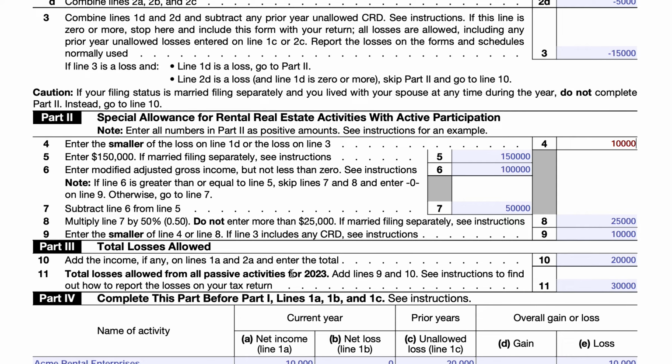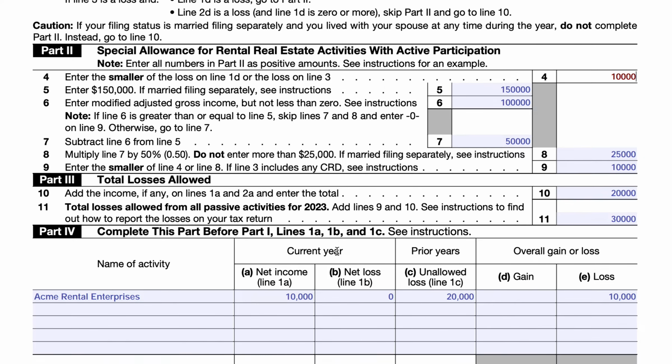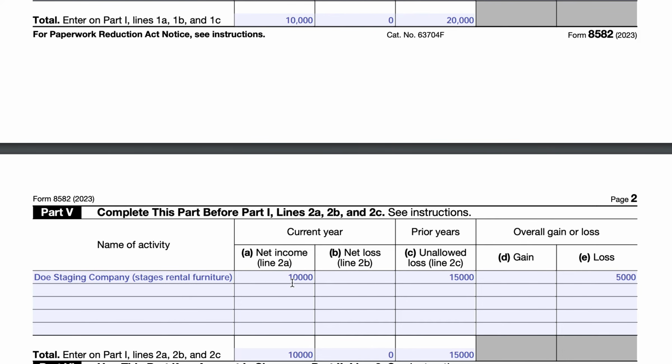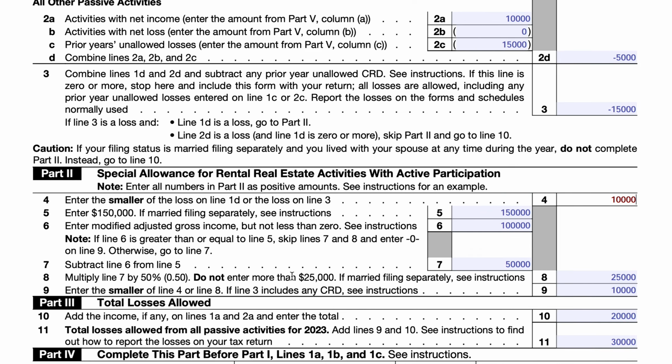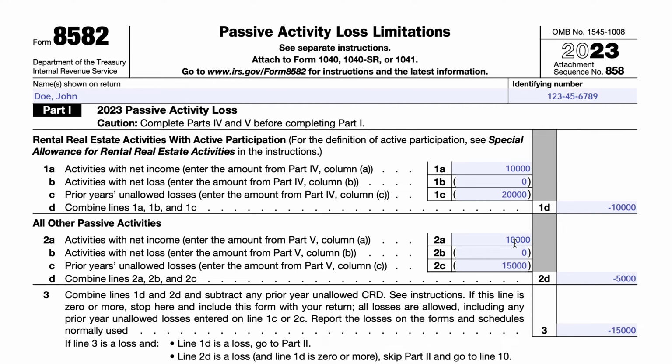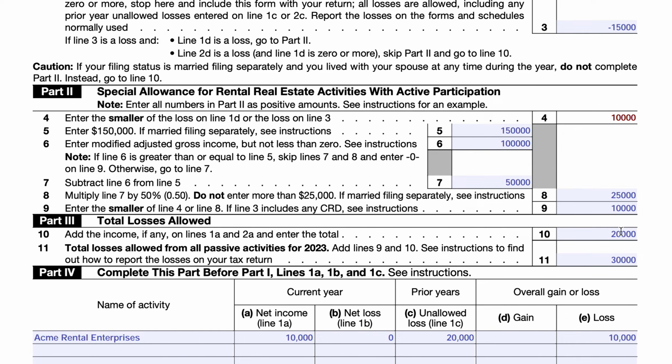And then now we're going to add the income amounts from lines 1A, which is $10,000, and line 2A up here. So they're the same figures because we did carry them over from parts 4 or 5. But 10,000 and 10,000, that gives us $20,000. And then we're going to add lines 9 and 10. And that's the amount of total losses that we're allowed to take on our tax return.